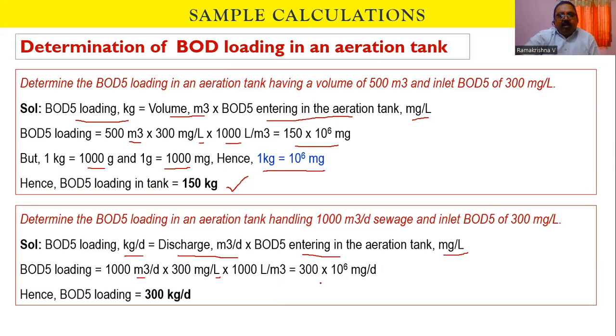So you put that here, and what you are going to get is 300 into 10 to the power of 6 milligrams per day. But already we have seen 1 kilogram is equal to 10 to the power of 6 milligrams. So remove this 10 to the power of 6 milligrams and put it in terms of kilograms. So it is equal to 300 kg per day.